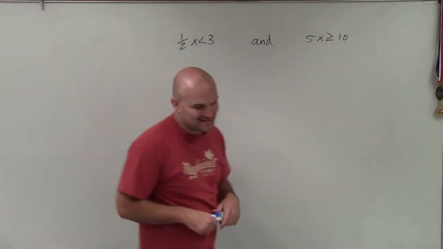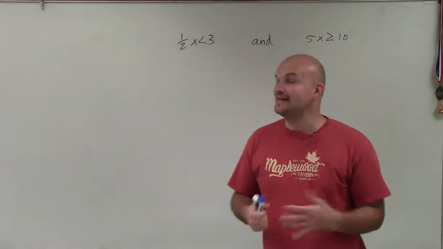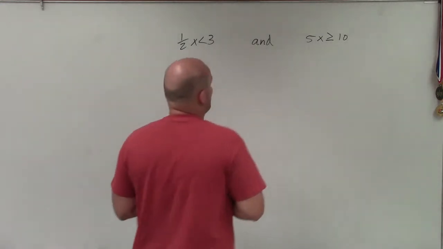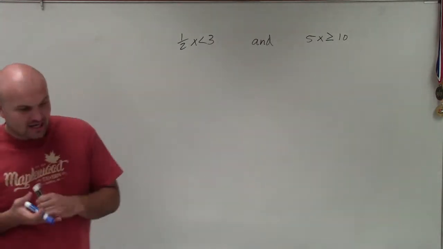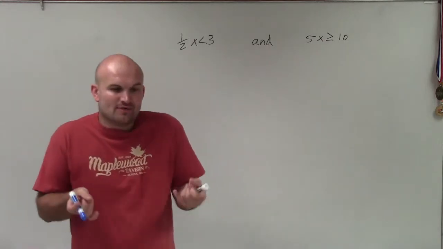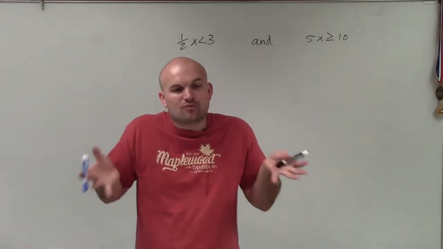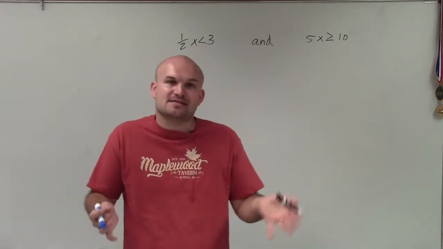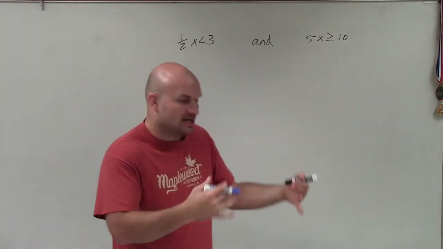What I'd like to do is show you how to solve this compound inequality. And what we have is 1/2 x is less than 3, and 5x is greater than or equal to 10. And since we know that it's "and," we know that the graph of our solutions are going to intersect because it has to be true for both of these. Our solution has to be true for one and the other.